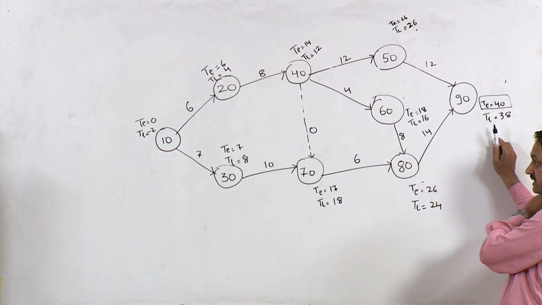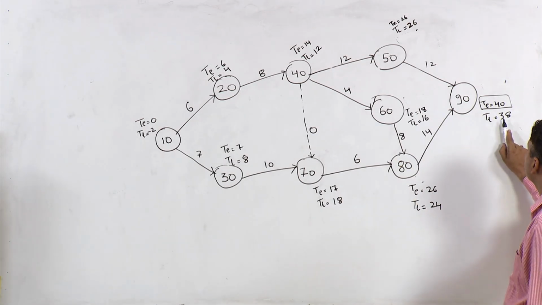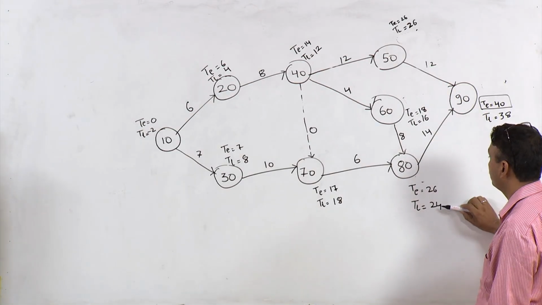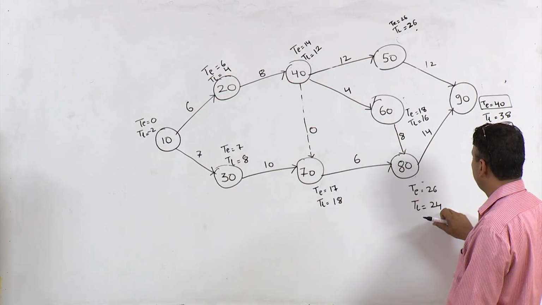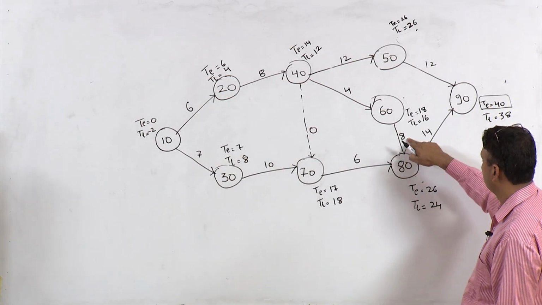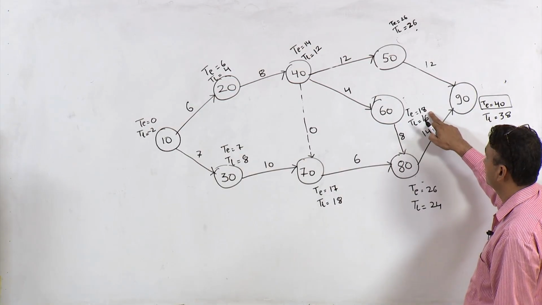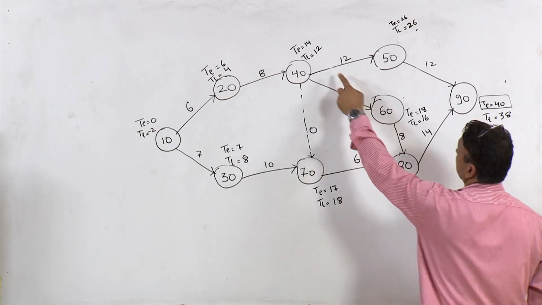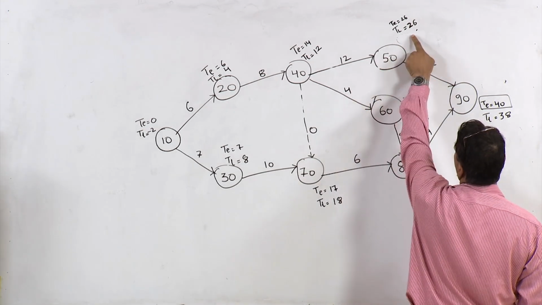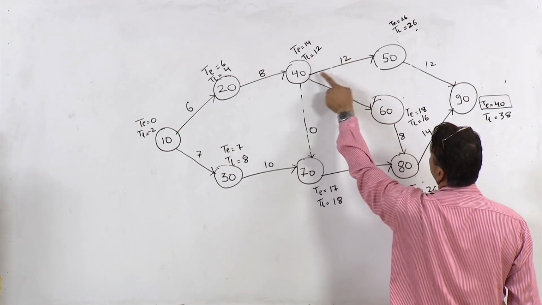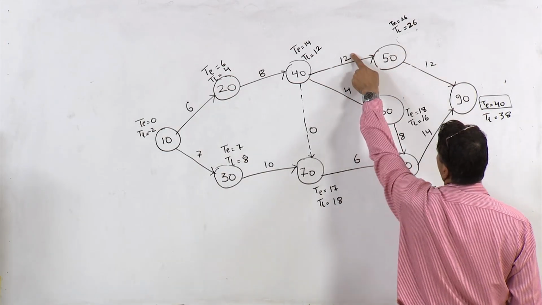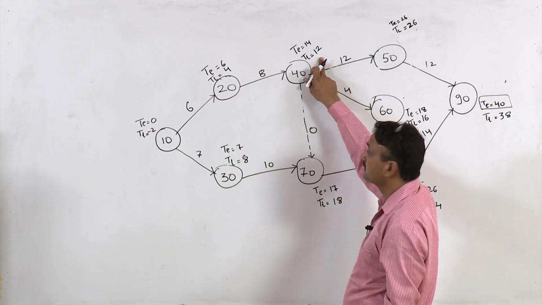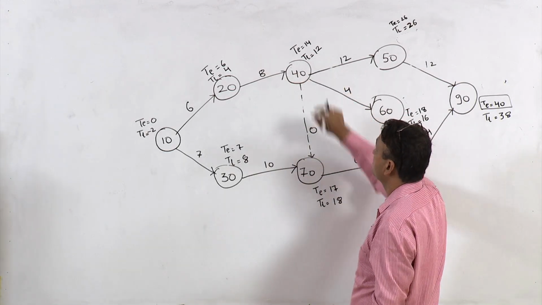we will calculate now TL in backward pass, right. So, this is 38 minus 12, 26, 38 minus 14, 24. 24 minus 8 is 16. 16 minus 4, you will get 12, right? And from here also, let's look at what is TL from this route. So 26 minus 12 is 14, but from this route it is 12. So we will take the lower one, right? So TL here is 12.